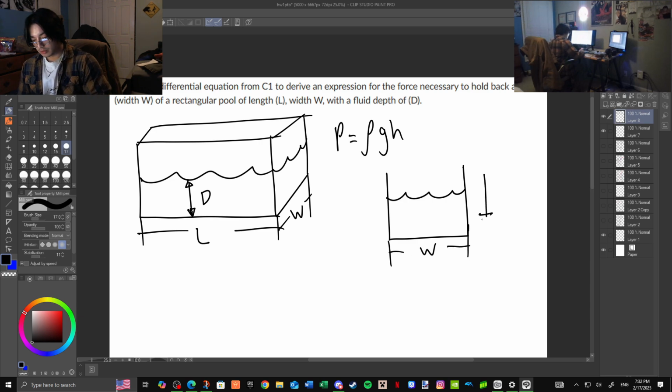And we're going to set the positive direction downwards. And we're going to represent height with just h. And the height of the surface of the water is just going to be 0 in this case. Remember, there's a depth of d.